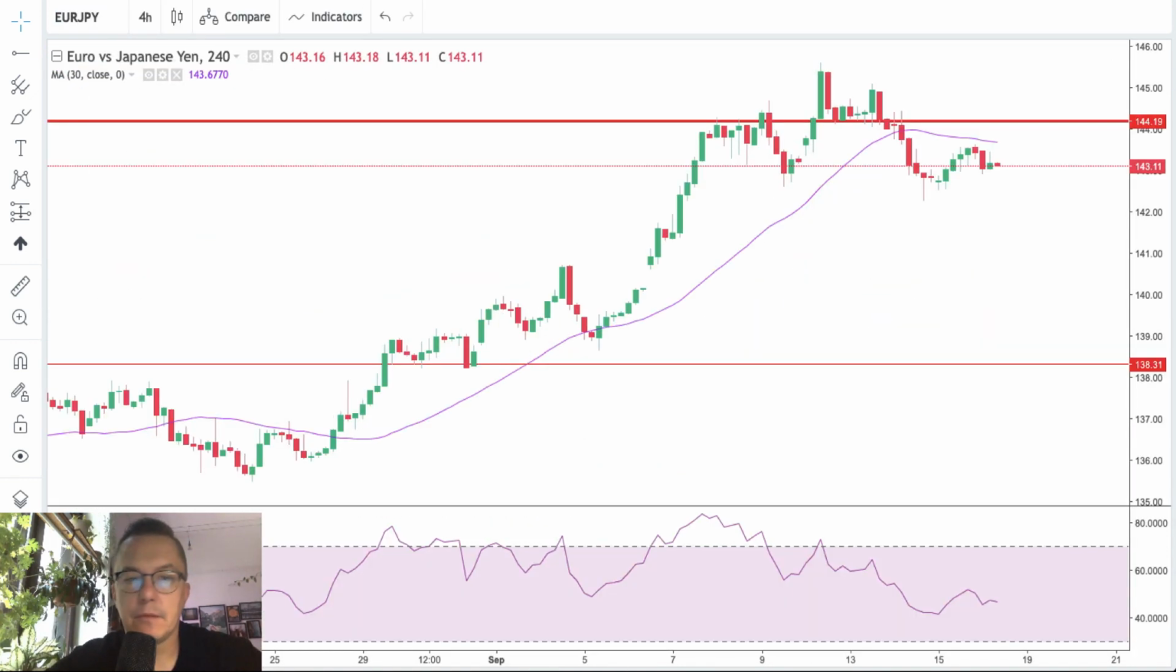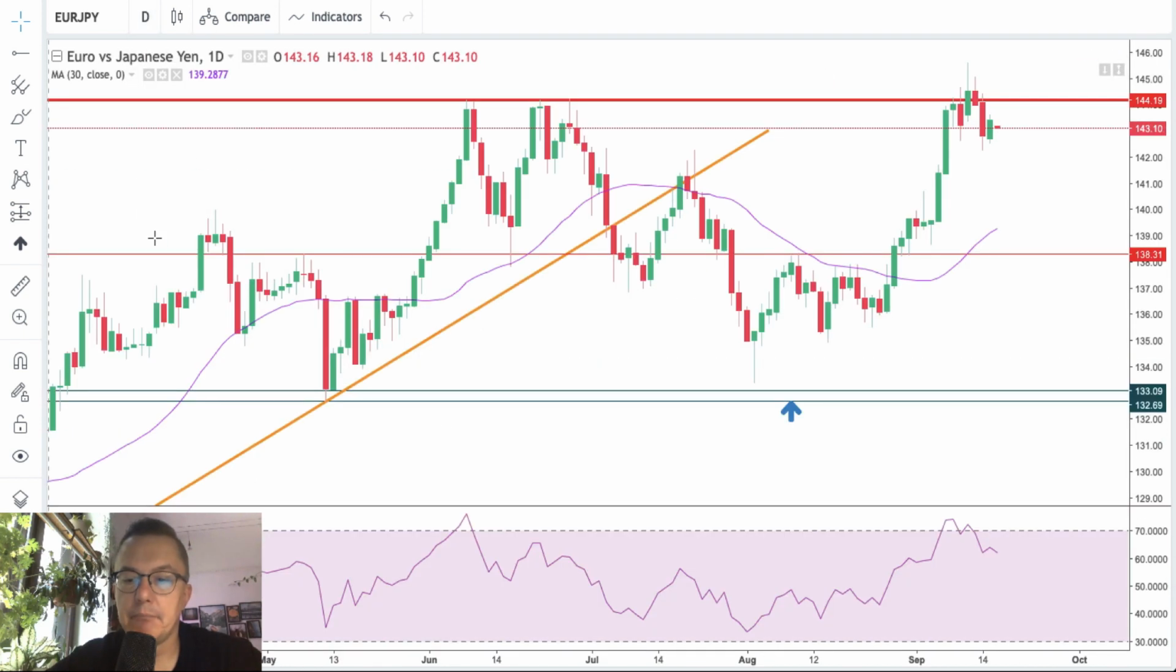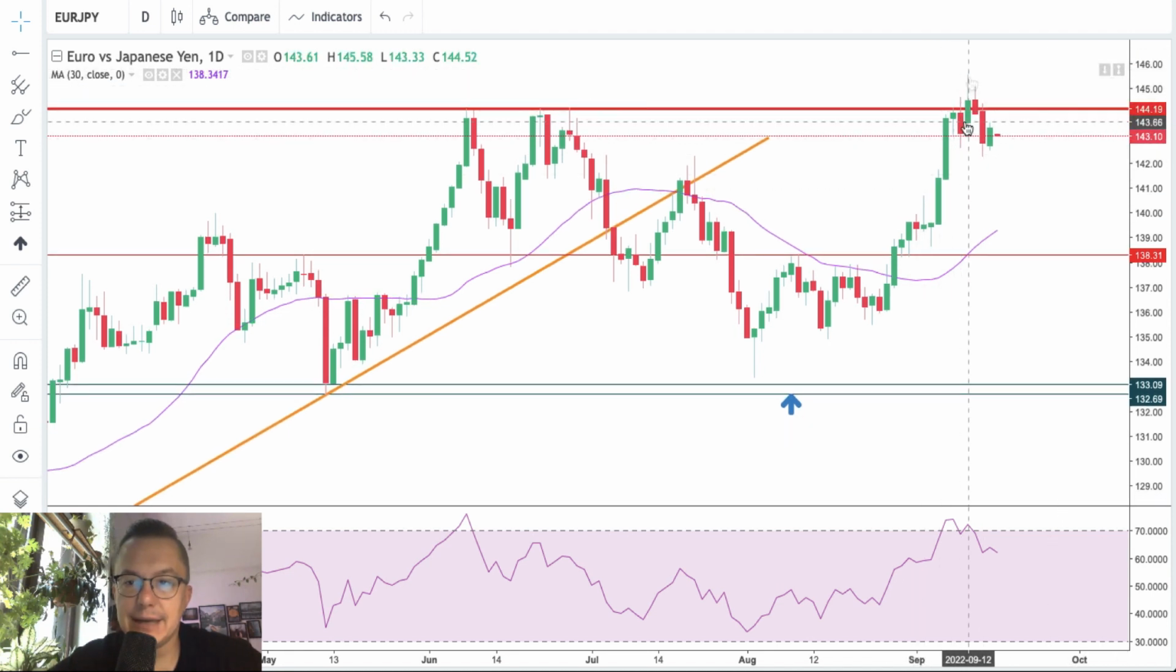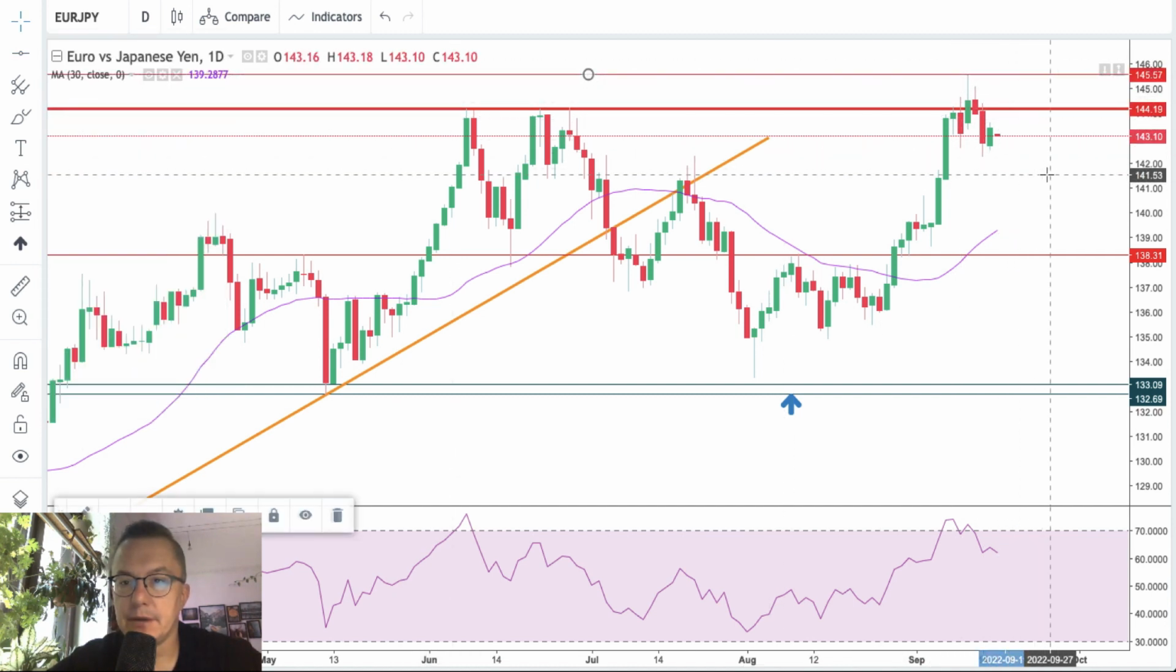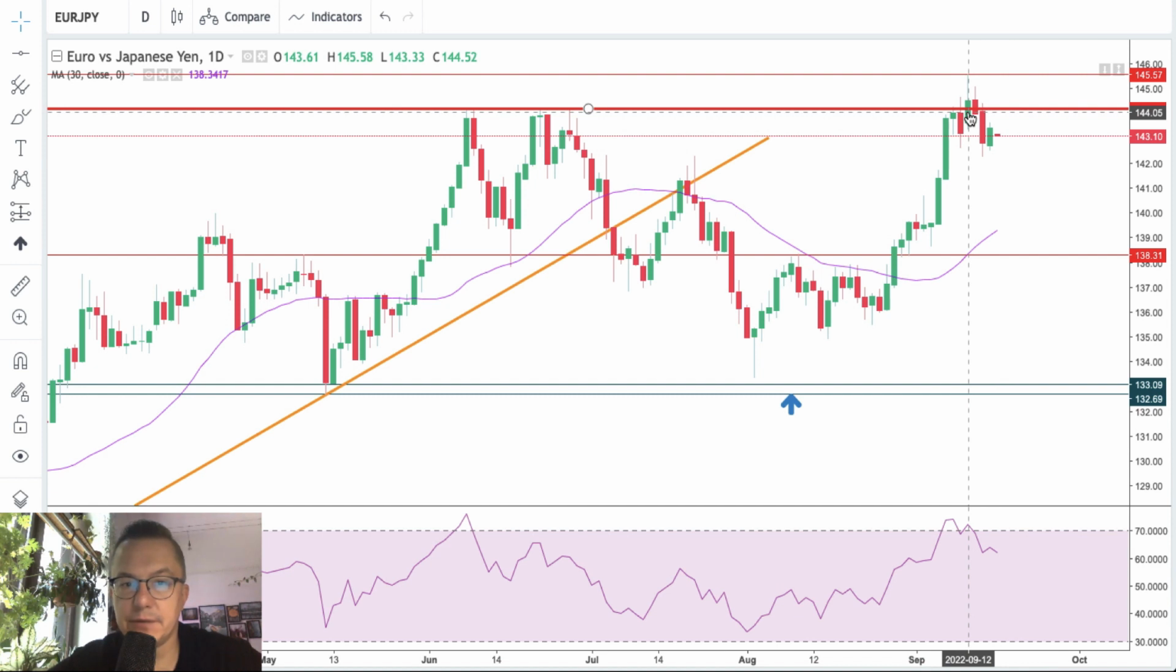Let's find out what is going on with the euro to the Japanese yen. I will switch back to the daily. As you can see here, the market hit extremely overbought conditions on the daily time frame chart, 74 points, just above the highs from June 2022, around 144.19. It's not a pin bar. The candles on this chart are not that easy to interpret. However, the high was made at 145.58.